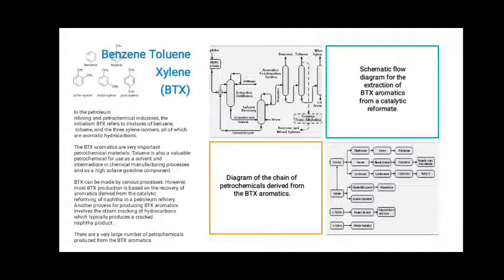Another process for producing BTX aromatics involves the steam cracking of hydrocarbon, which typically produces a cracked naphtha product, commonly referred to as pyrolysis gasoline, pyrolysis gas or P-gas. The pyrolysis gasoline typically consists of C6 to C8 aromatics, heavier aromatics containing 9 to 12 carbon atoms, and non-aromatic cyclic hydrocarbons or naphthenes containing 6 or more carbon atoms.